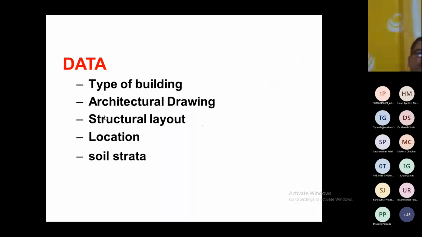So which data do you need? You need the type of building, architectural drawing, the structural layout, location, and soil data. These are some data which are required before you go for the analysis.